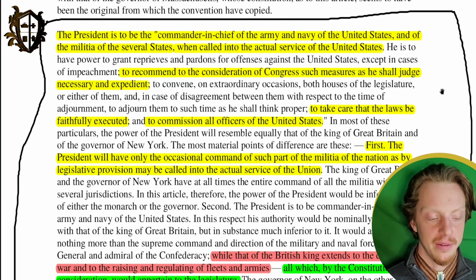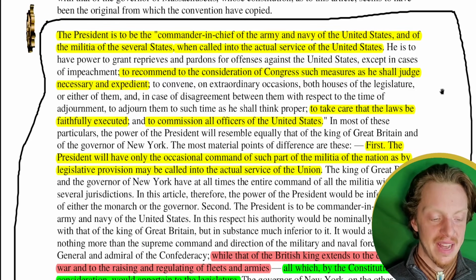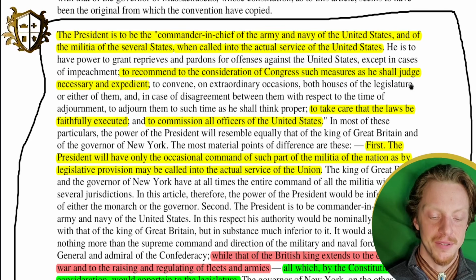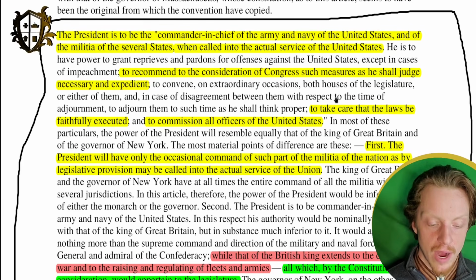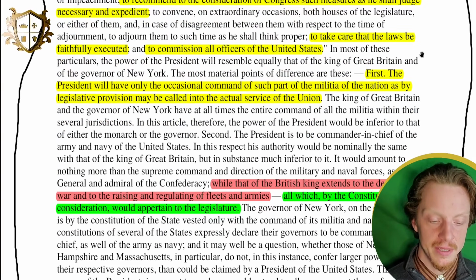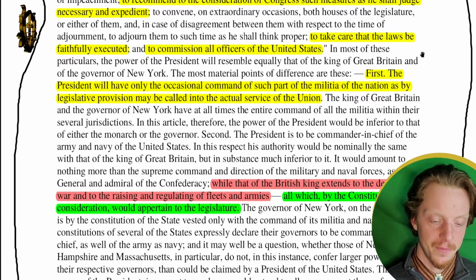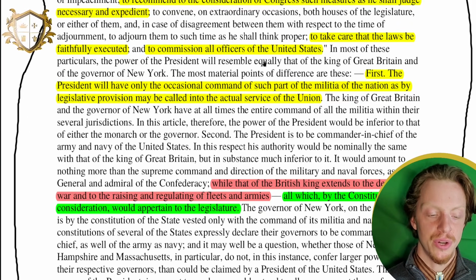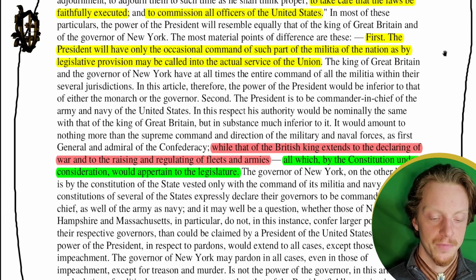He is to have power to grant reprieves and pardons, to recommend to the consideration of Congress such measures as he shall judge necessary and expedient, to recommend, not require, not compel, not demand, not legislate, recommend. To take care that the laws be faithfully executed. To commission all officers of the United States.